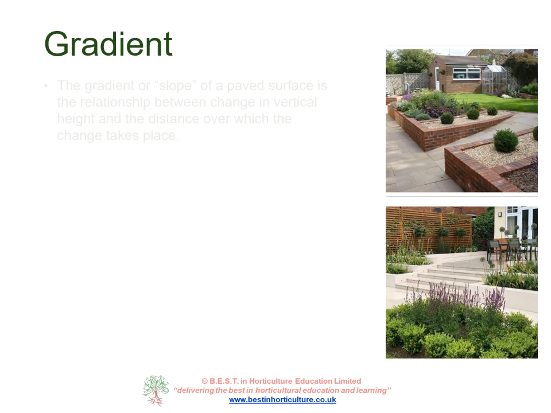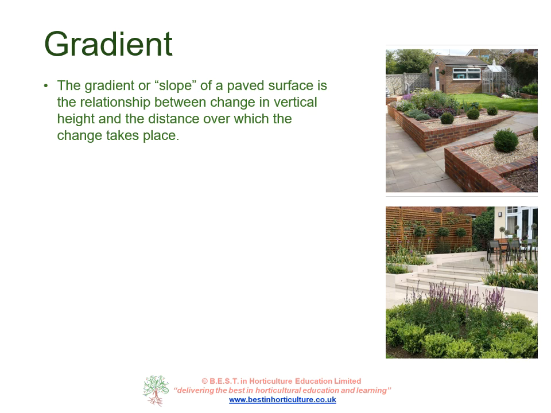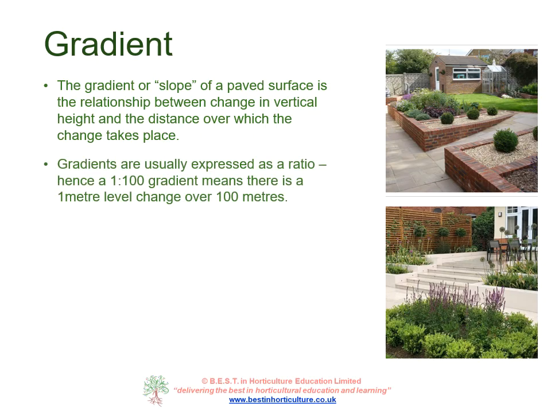Linked to levels are gradients. The gradient or slope of a paved surface is the relationship between the change in vertical height and the distance over which the change takes place. Gradients are usually expressed as a ratio, hence a 1 in 100 gradient means there's going to be a 1 metre level change over a 100 metre distance, or a 1 centimetre level change over a 1 metre distance.